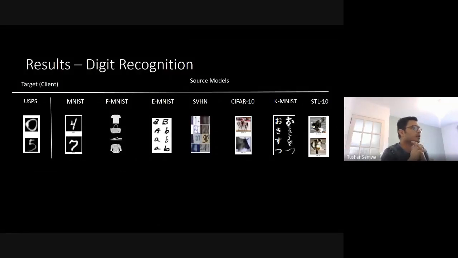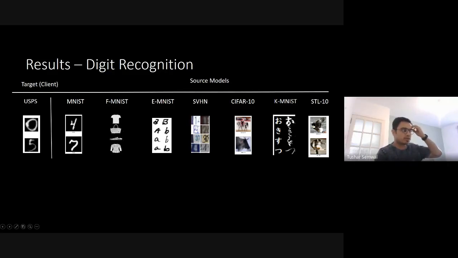Our first experiment was a digit recognition scenario, where the target client is the USPS dataset, which is similar to the MNIST dataset. We had seven source models: MNIST, Fashion MNIST, Extended MNIST, which contains alphabets along with digits, the Street View SVHN dataset, which has colored digits, CIFAR-10, Kanji MNIST, and the last one was STL-10, which is another extended version of CIFAR-10.